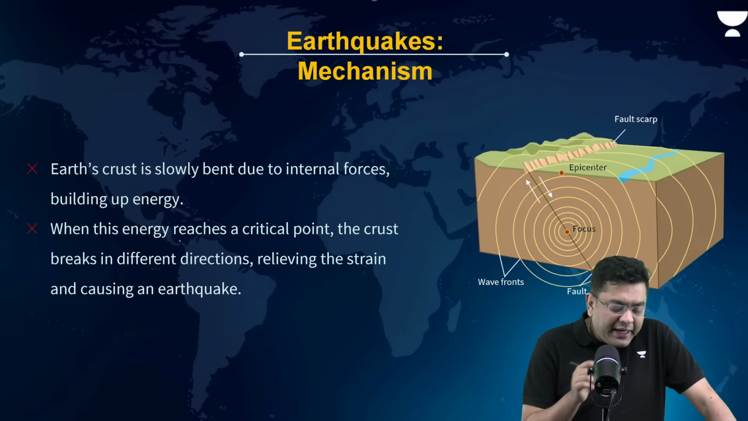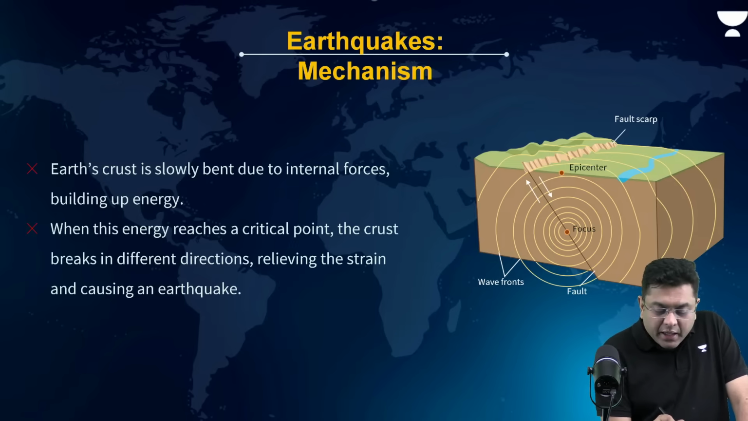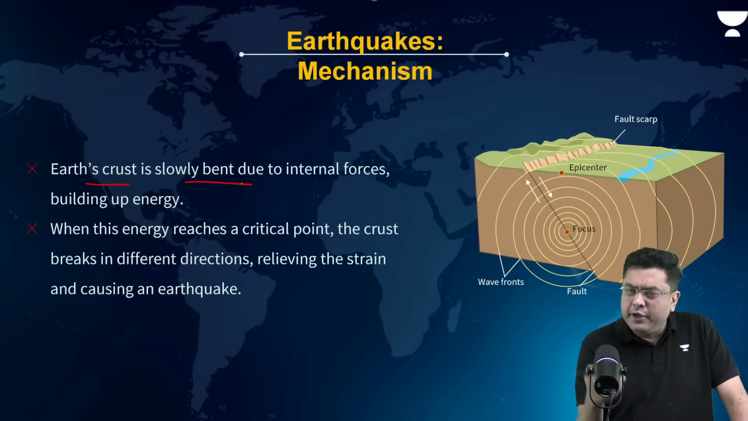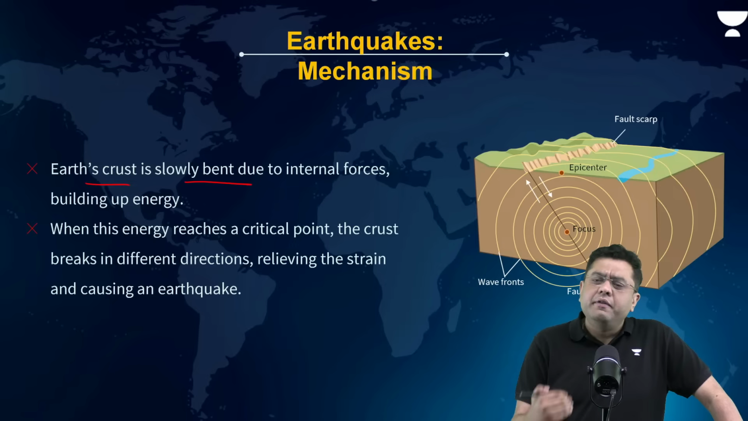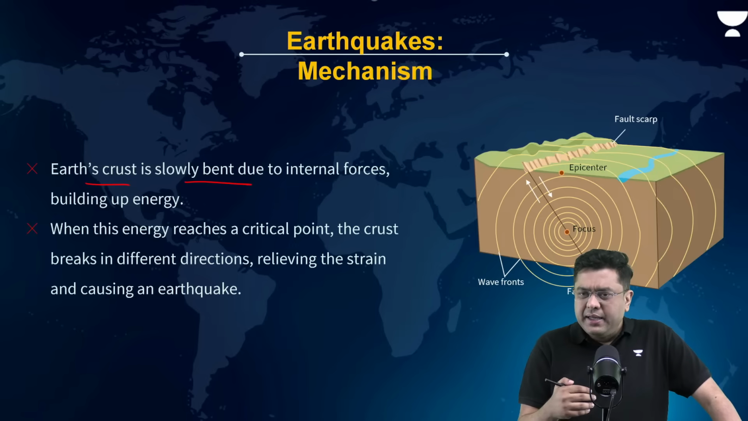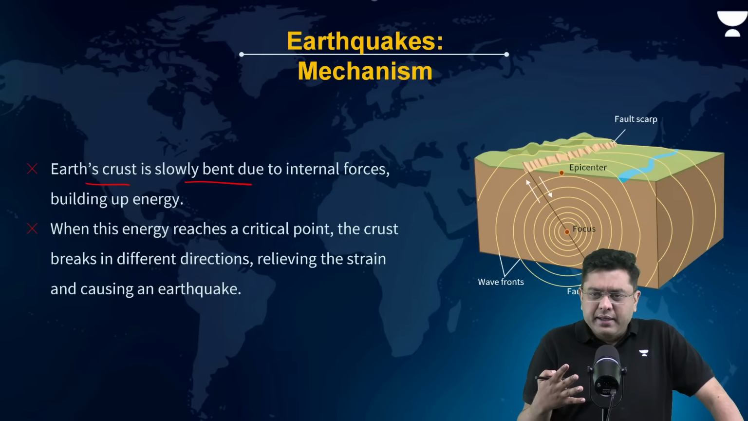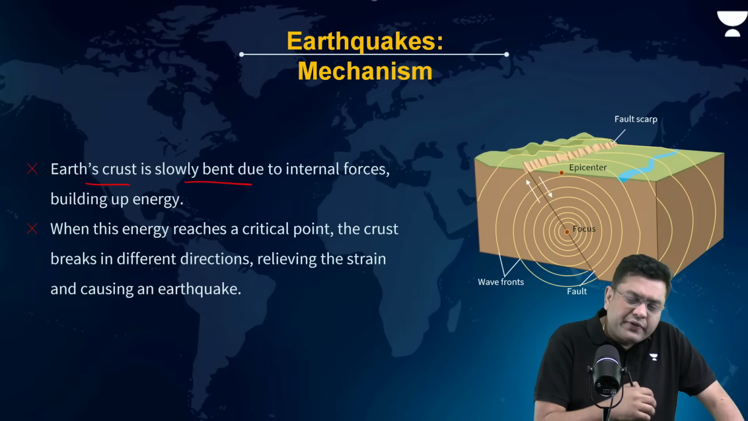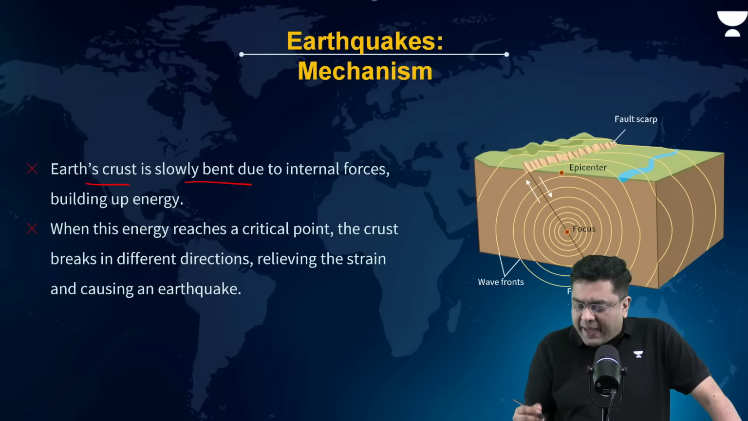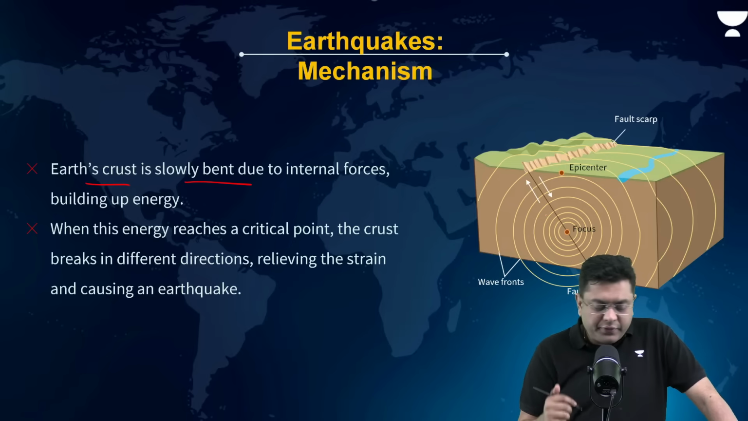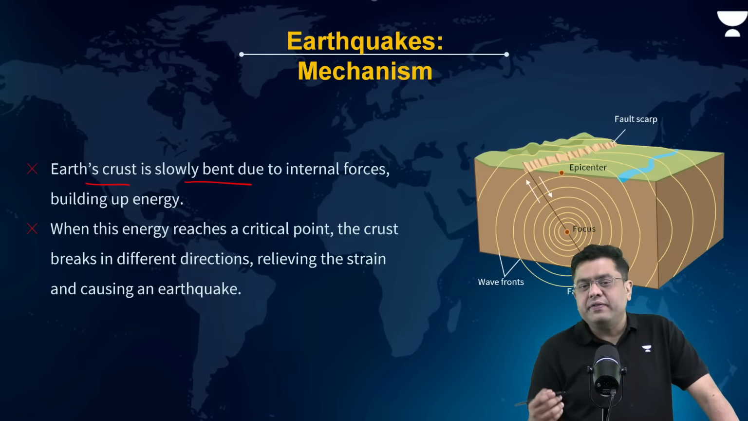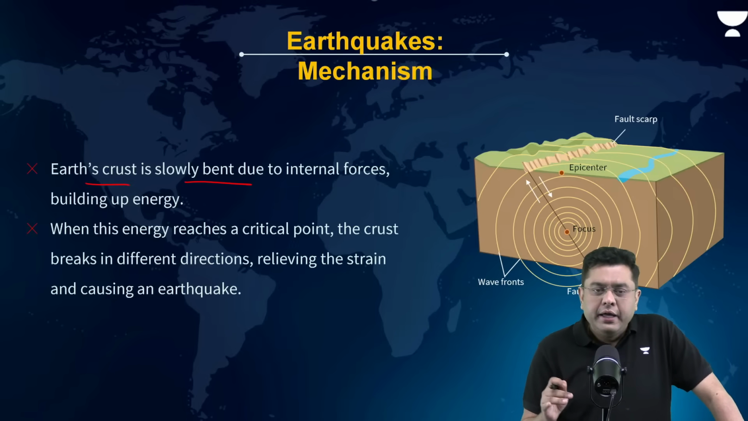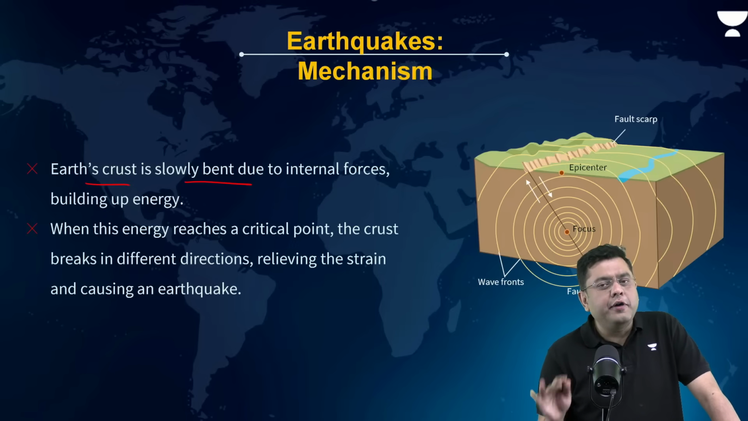So basically, Earth's crust is slowly bent due to internal forces, which keeps on building up energy. Eventually, it will break. When it breaks, there is a sudden release of energy that shakes the Earth's surface, and that is known as an earthquake. So that is basically the cause of an earthquake.